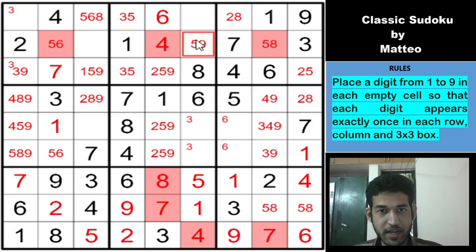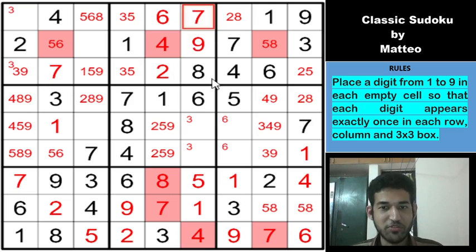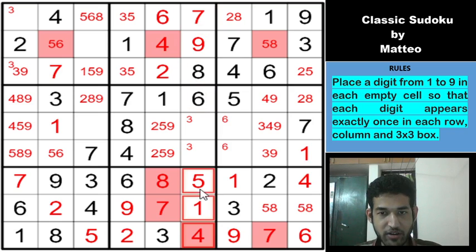And which means this cell can't be a 5. So this is a 9. This is not a 5 or 9. So this is a 2 and this is a 7. Superb, guys. I think the Sudoku is going to get over very fast. 6, 7, 8, 9, 1, 4 and 5. So these two cells must be 2 and 3.